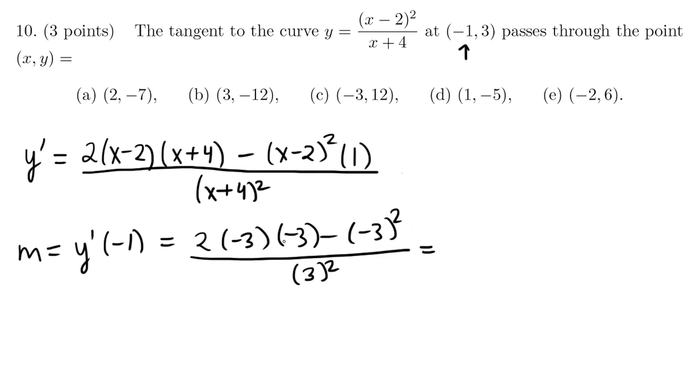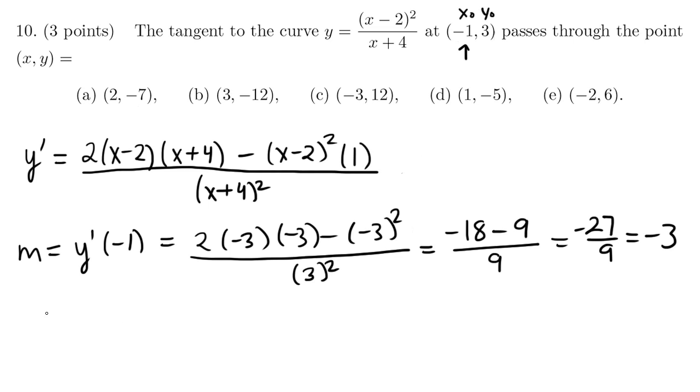So negative 18 minus positive 9. Minus 3 with brackets squared is positive 9, right? And 3 squared is 9. This is minus 27 over 9, which is negative 3. So the slope of our tangent line is negative 3. And this is the point that it goes through, x0, y0. So let's find the equation of the tangent line now.